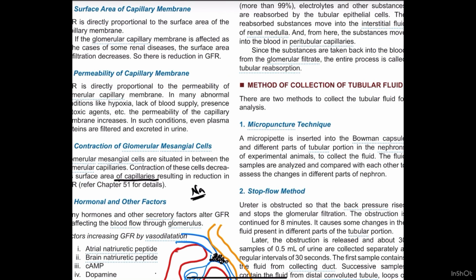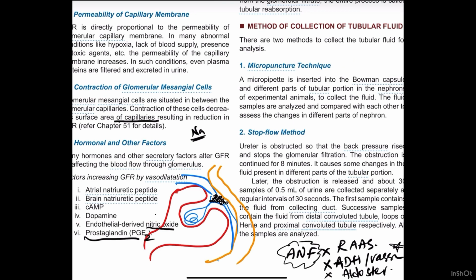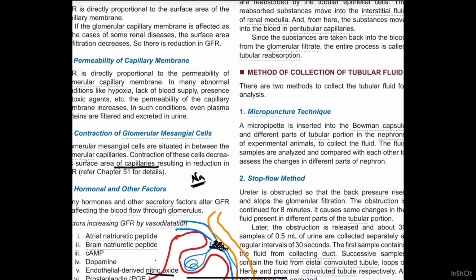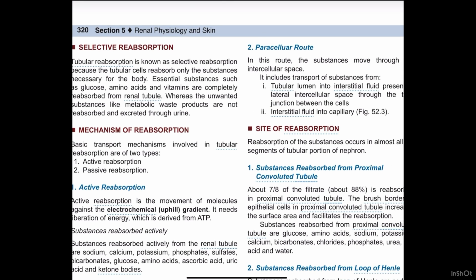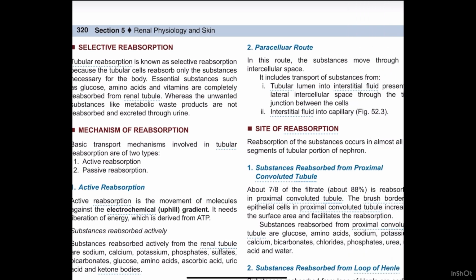The method of collection of fluid, they will teach you in the medical terms. You can read and see that. Next we go with selective reabsorption, that is reabsorption taken from the tubular cells. Only substances necessary for the body are reabsorbed; essential substances like glucose, amino acids and vitamins are completely reabsorbed, and what is not necessary is passed on. Let us have an idea of which substances are reabsorbed, which we will discuss now.